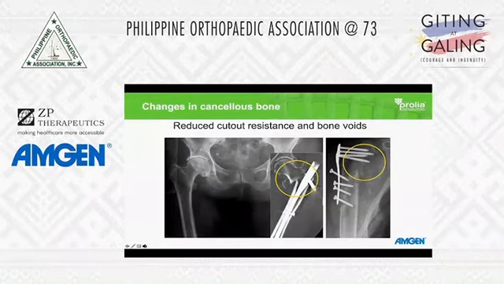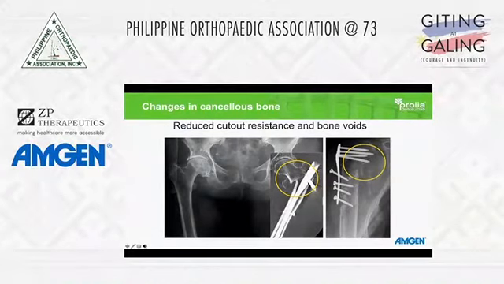The changes in cancellous bone seen also lead to a reduced cutout resistance to implants and the formation of bone voids as bone is crushed during the fracture itself.